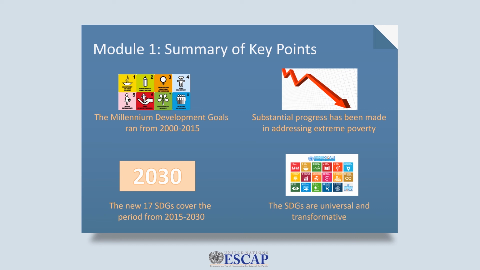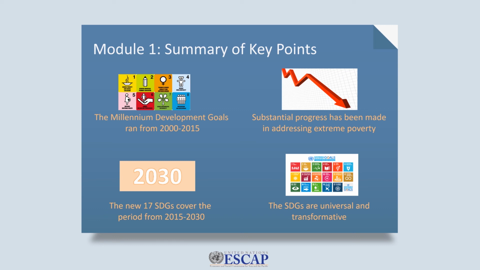Recognizing the unfinished business of the MDGs, the international community came together through the United Nations to agree on a new 2030 agenda for sustainable development, which includes the 17 Sustainable Development Goals. These goals differ in important ways from the Millennium Development Goals, not least in that they are universal, that is, they apply to all countries, not just developing countries.